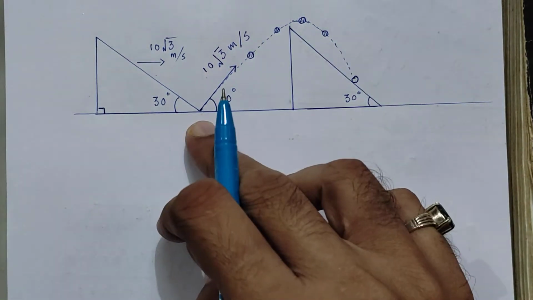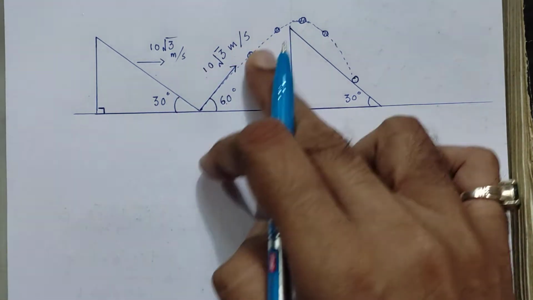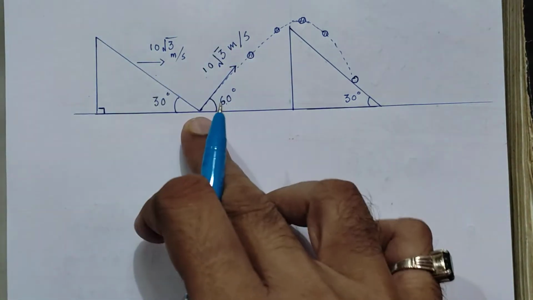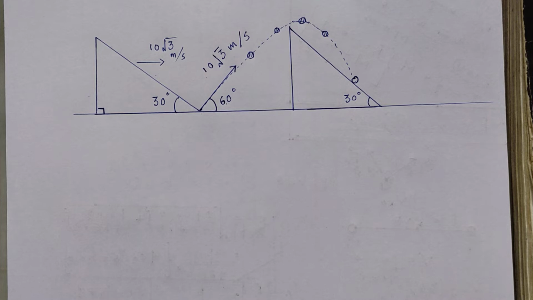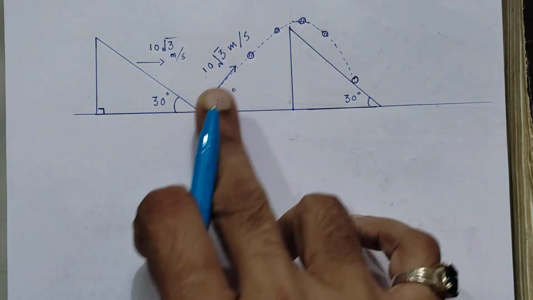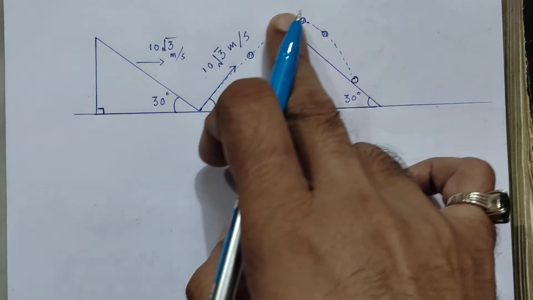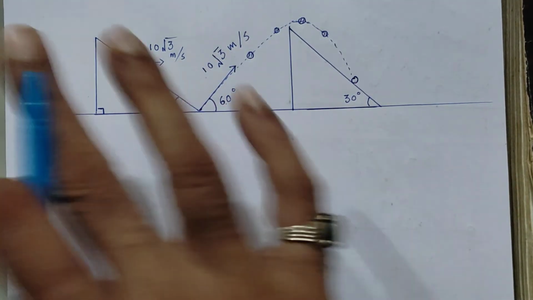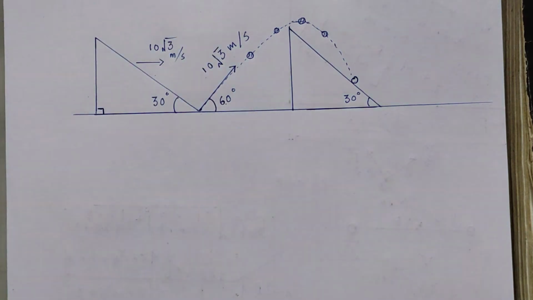At the same time, when this projectile is fired, you have given this wedge a horizontal velocity of 10 root 3 meter per second as well. Now question is, after how much time will this projectile go and hit a point, any point on this wedge? So that is the question. Very interesting problem. Let's see how we can solve this problem.